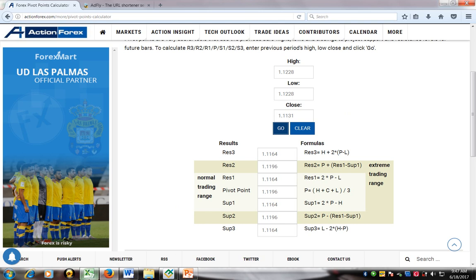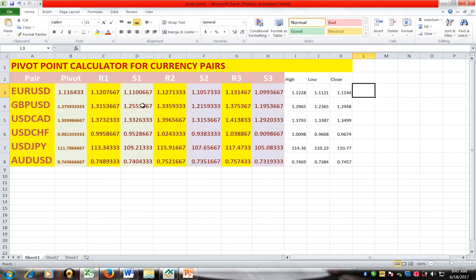So let's go to my spreadsheet, and I fill in the same data. This is my EUR/USD for today. So I've already filled in the same data here, my high, the low, and the close. So when I click here, I have my data for EUR/USD. The pivot point is 1.1164. So I put that on the chart.